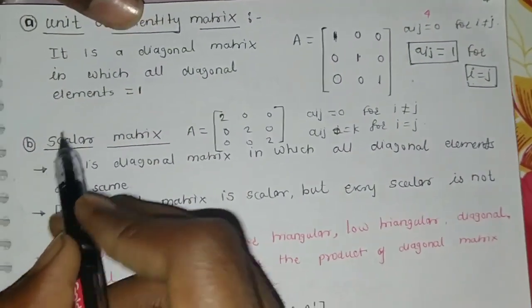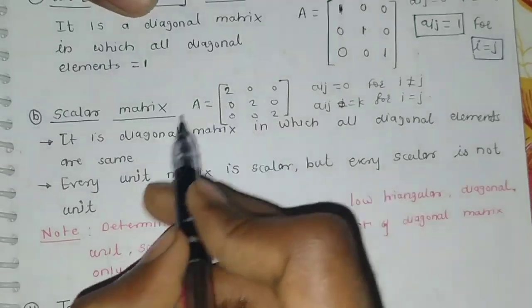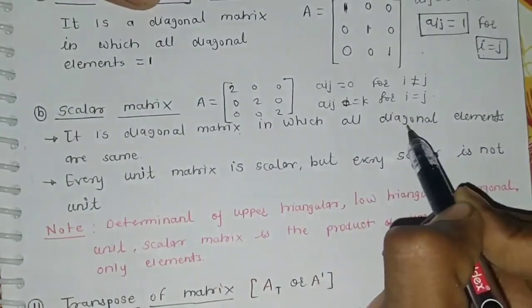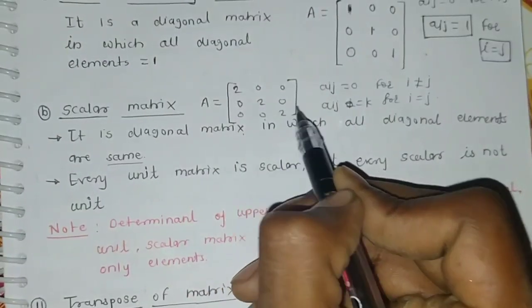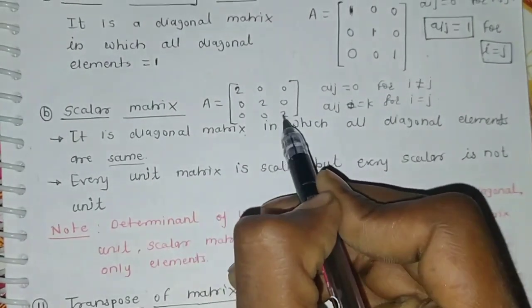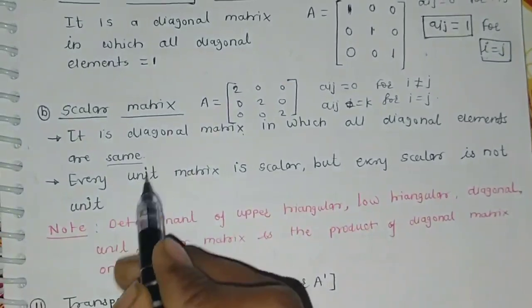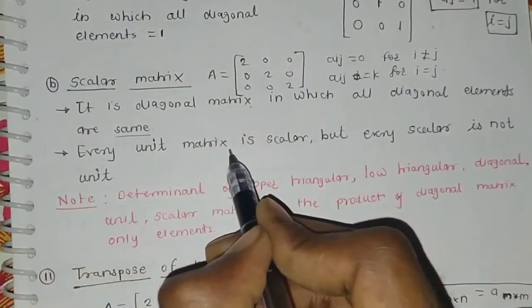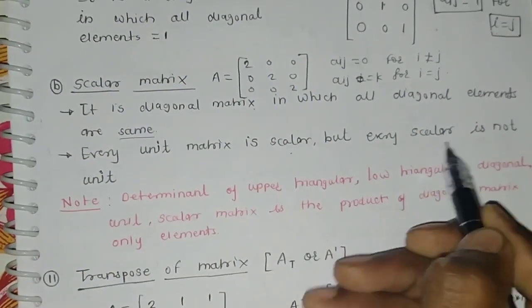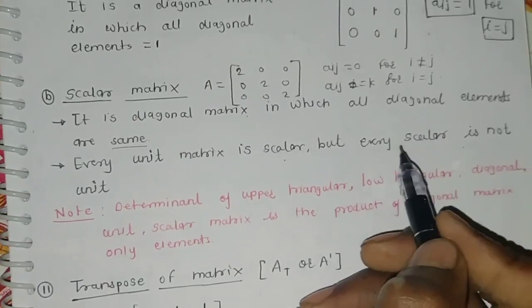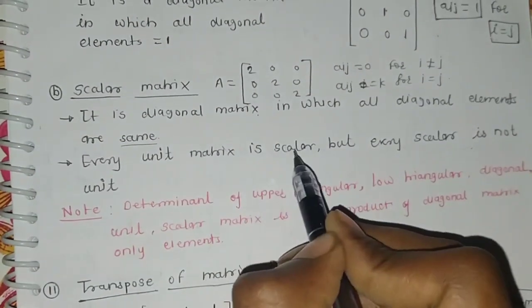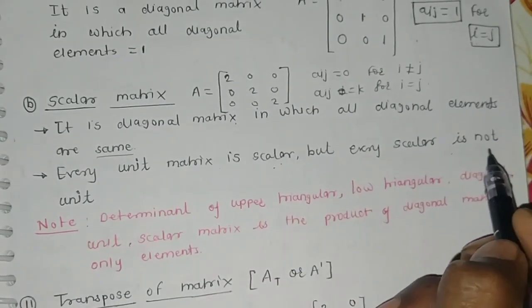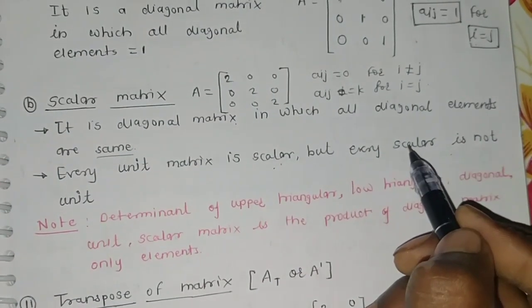So here next one is scalar matrix. It is the diagonal matrix in which all diagonal elements are the same. It may be 1, it may be 2, it may be 3, but all diagonal elements are the same. That is nothing but the scalar matrix. So every unit matrix is scalar, but every scalar matrix is not a unit matrix.